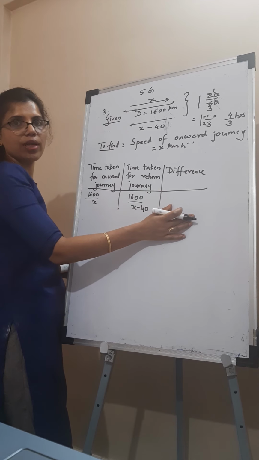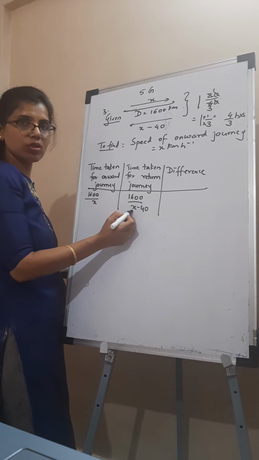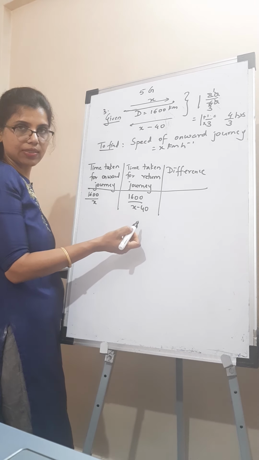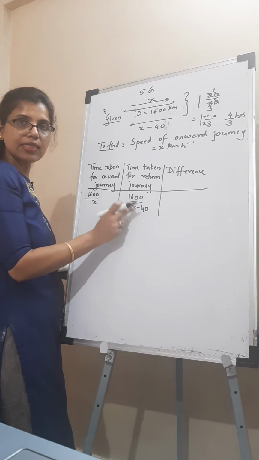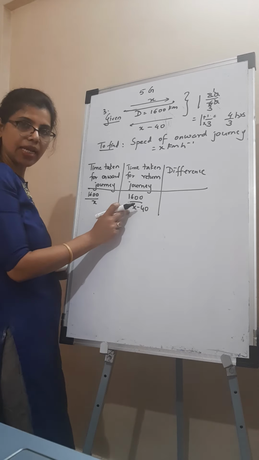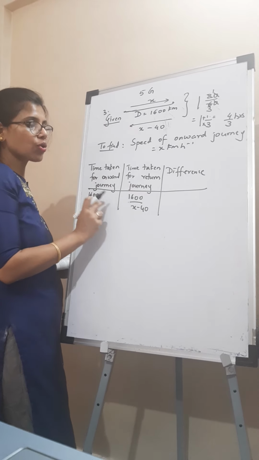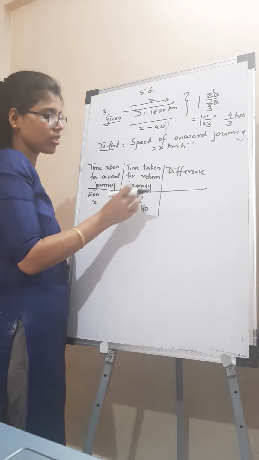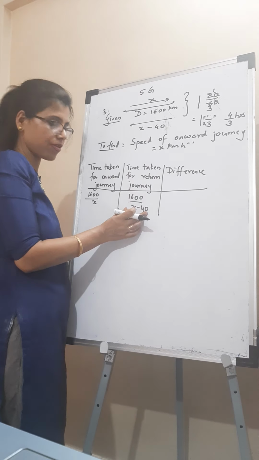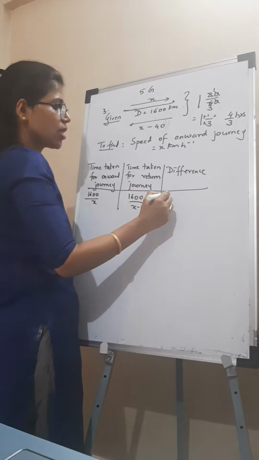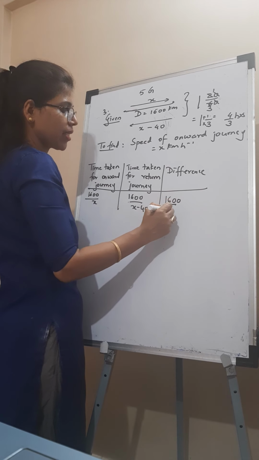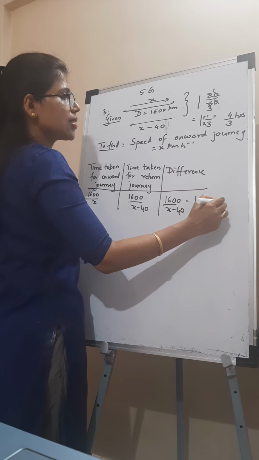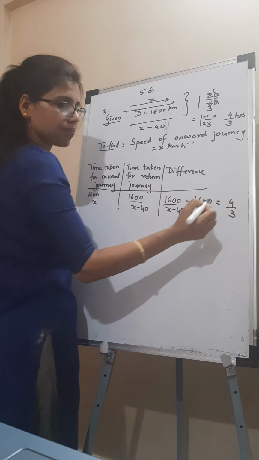Now here you are going to write the equation. As I had told you before also, if the speed decreases, the time is going to increase. So here the speed is decreasing, time is going to increase. That means this time is greater than this time. So you are going to write this first, minus; the bigger number has to come first, and then 1600 upon x. So 1600 upon x minus 40 minus 1600 upon x is equal to 4 upon 3.